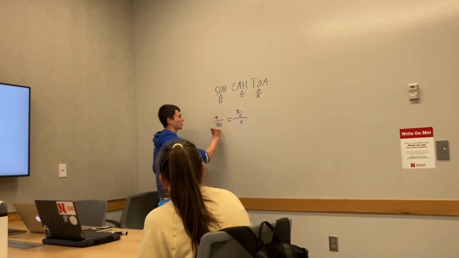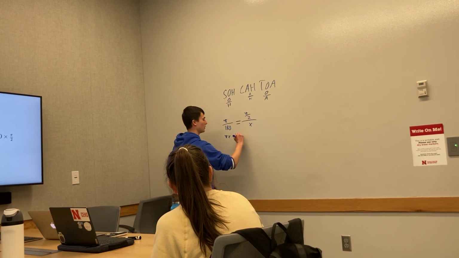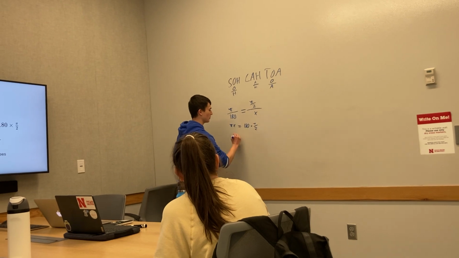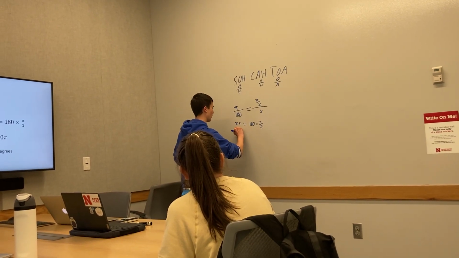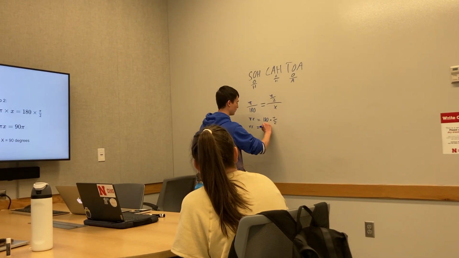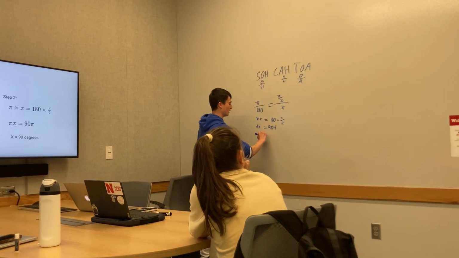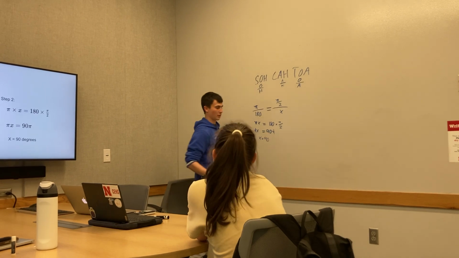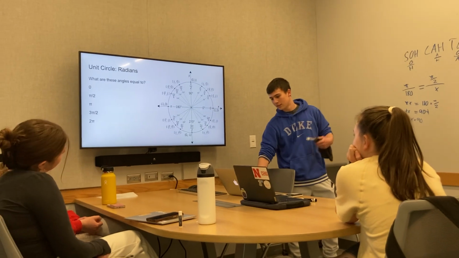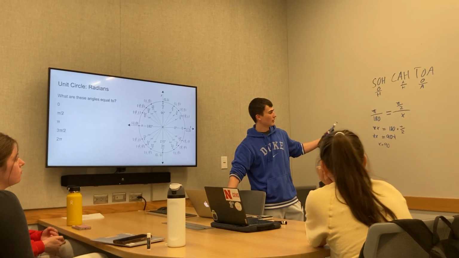So if we cross multiply, pi x equals 180 times pi over 2, which is equal to pi x equals 180 divided by 2 is 90 pi. And then these pi's we're going to divide, so they're just going to cancel out. x equals 90 degrees. And as we saw on the unit circle and our last example, pi over 2 is equal to 90 degrees.